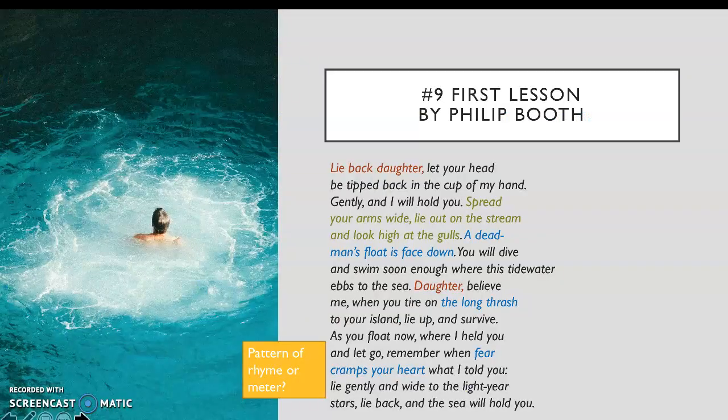All right, this next poem is number 9 on your poem sheet. So take a look at that one with me. It's called First Lesson by Philip Booth.